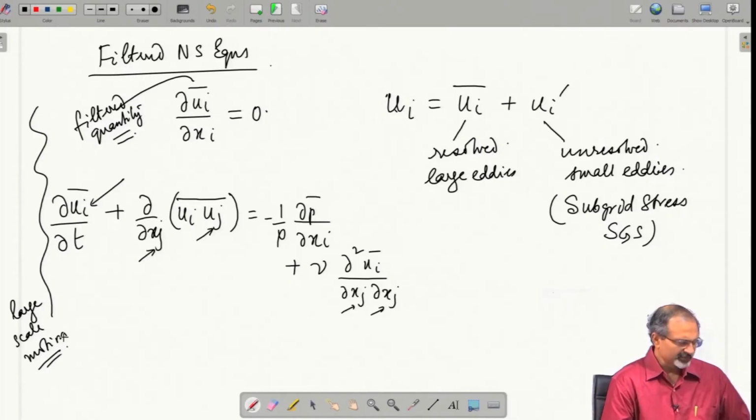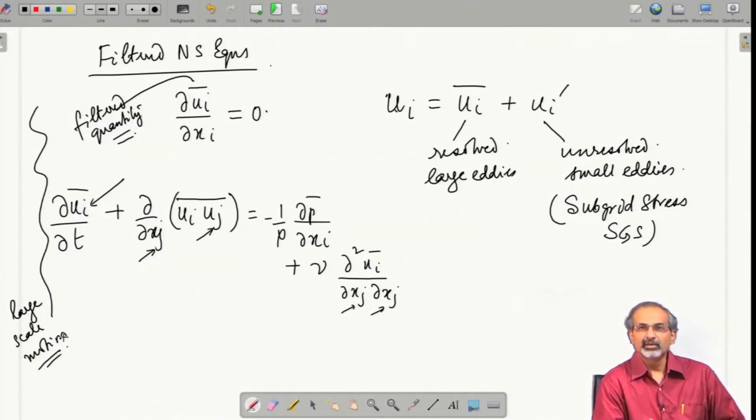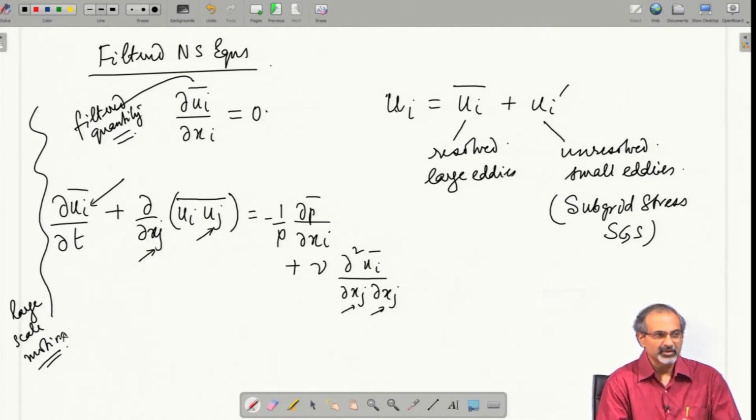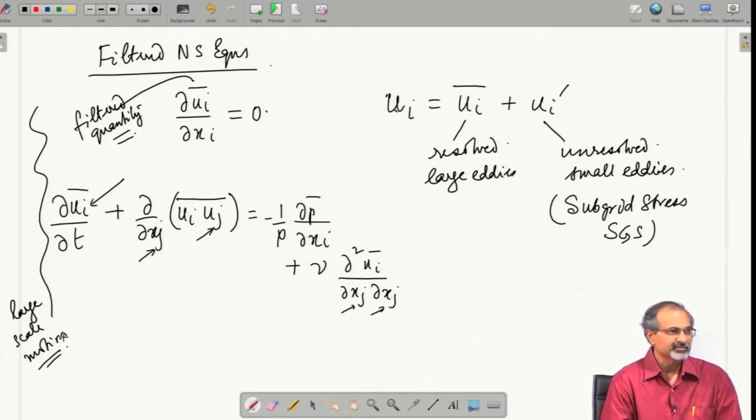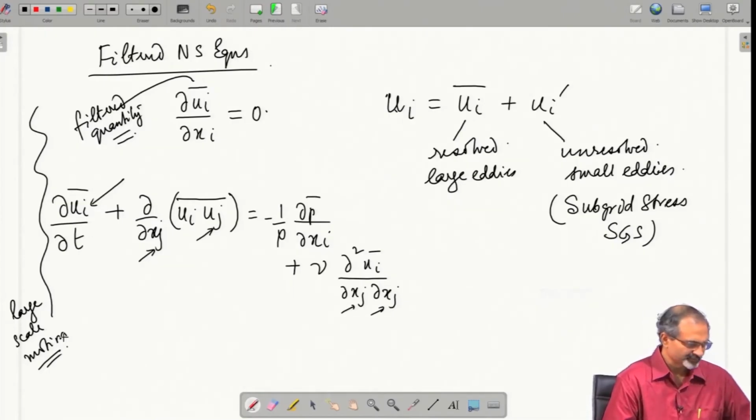Now, energy is being fed into the turbulent structures from the mean flow, and then it percolates from the large scales which you are directly computing into the smallest scales which you are modeling. That is the basic strategy in large eddy simulation.